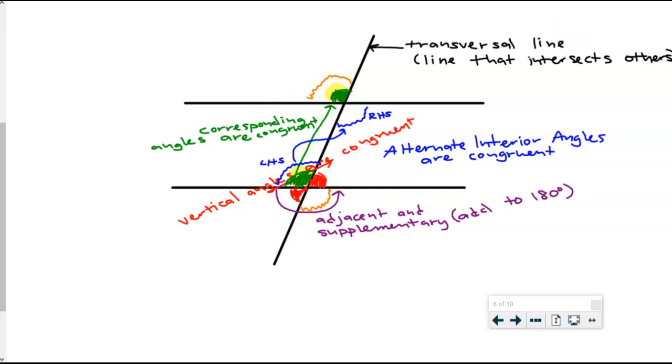What do you think, Michael? Great. Alternate exterior, very similar to AIA, alternate interior angles, but these ones are on the outside or the exterior. They're still on alternate sides though. This one is on the right-hand side and this one is on the left-hand side, so they're on alternate sides or different sides of the transversal, but they are on the outside. So that one would be alternate exterior angles. And alternate exterior angles are congruent.